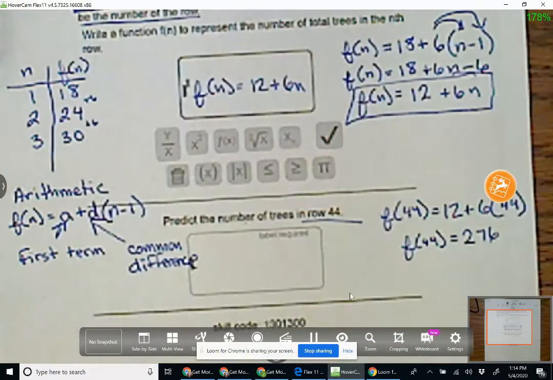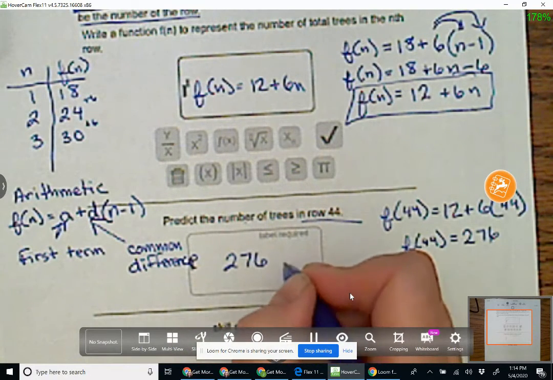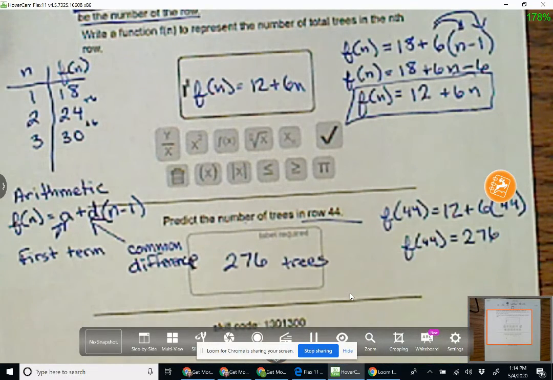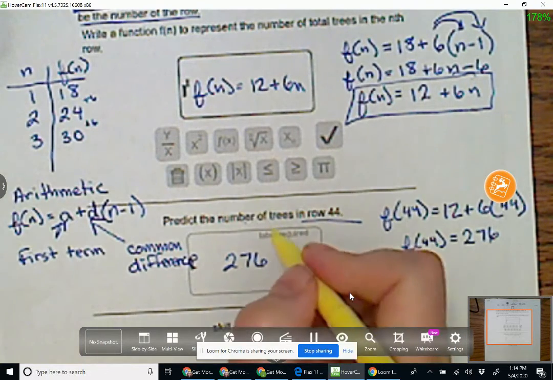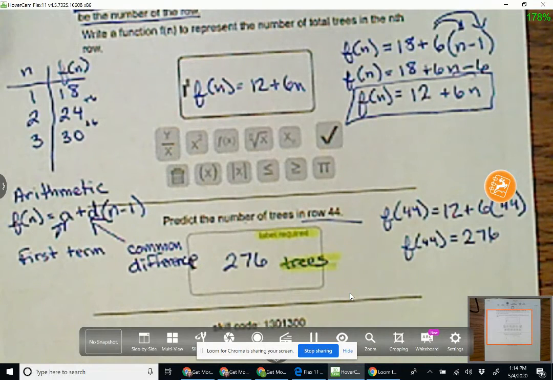Or in other words, there are 276 trees. If we were doing this on paper, I would make you write, there are 276 trees in row 44. Please be aware, though, that Get More Math does require a label. You have to write the word trees there, or it's not going to give you credit.